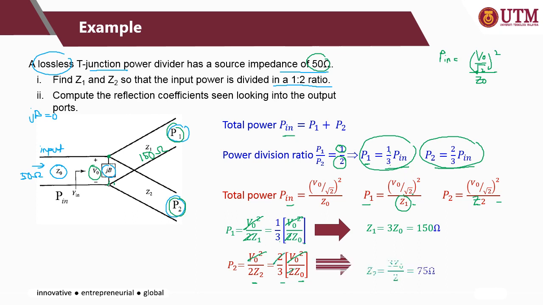So P2 is equal to 3Z0 over 2, which is equal to 75 ohm. Usually when the power is delivered equally to the first port and the second port, the impedance will be the same. For example, Z1 is 150, so Z2 will also be equal to 150. But if it is not equally divided, you will see that the impedance will have different values.